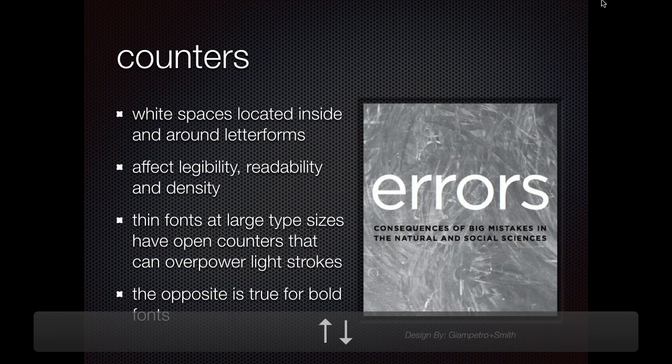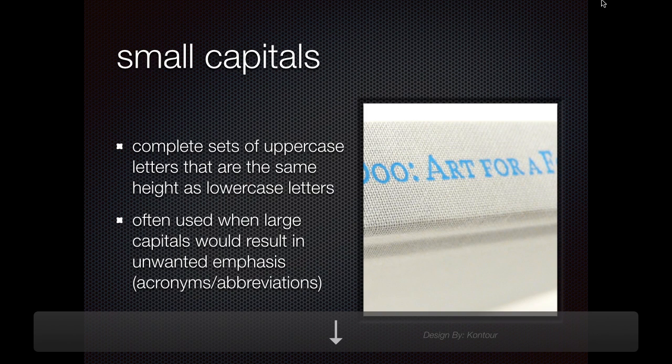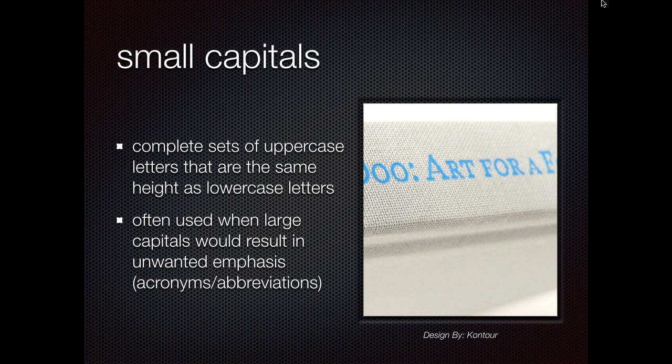Counters are white spaces located in and around letter forms. So this would be negative space around the letters. They affect legibility, or how easily you can read something. They also change a great deal when the fonts get larger. Something might look good when the font is small, but as it gets bigger and bigger, you might get more of these counter spaces, which is a little bit too much and makes it harder to read. For example, thin fonts at really large sizes get more difficult to read because they have so much white space around them. It's certainly something to be aware of. The same thing happens with bold fonts if they get too small. They get too hard to read.